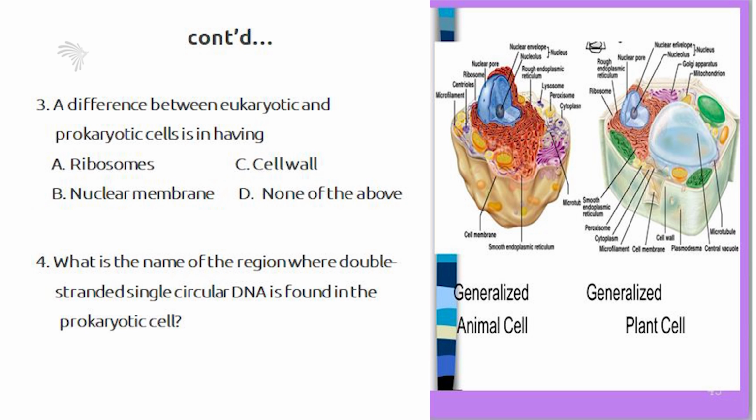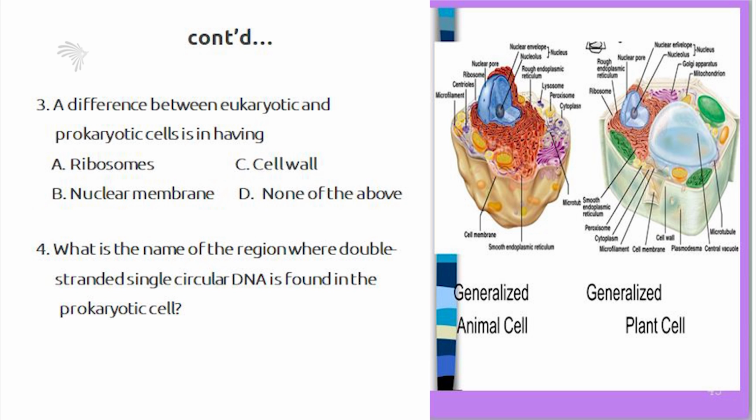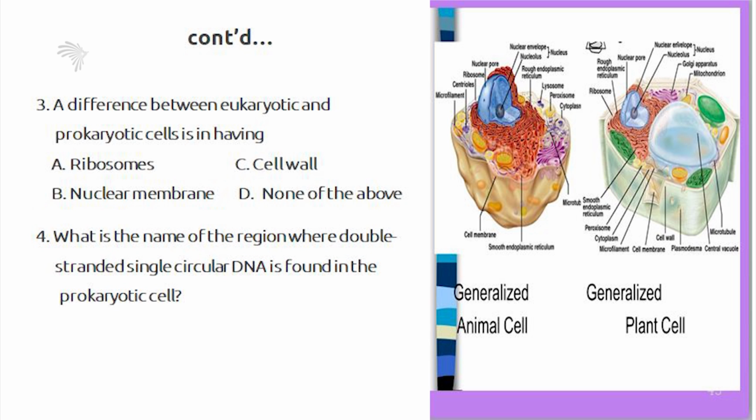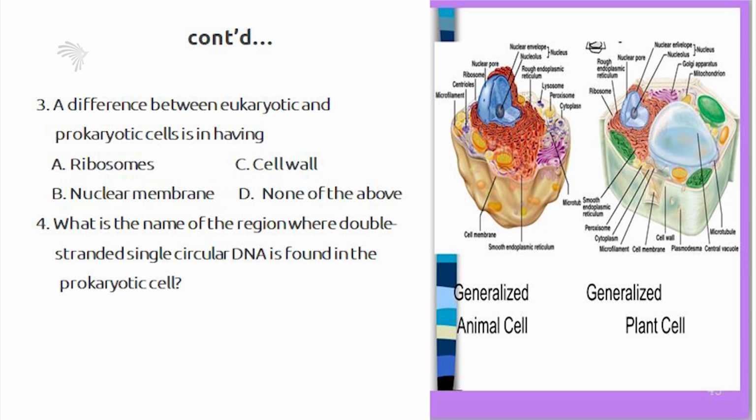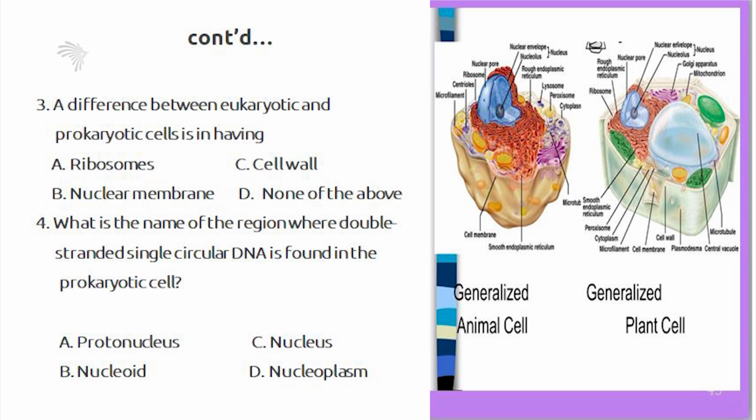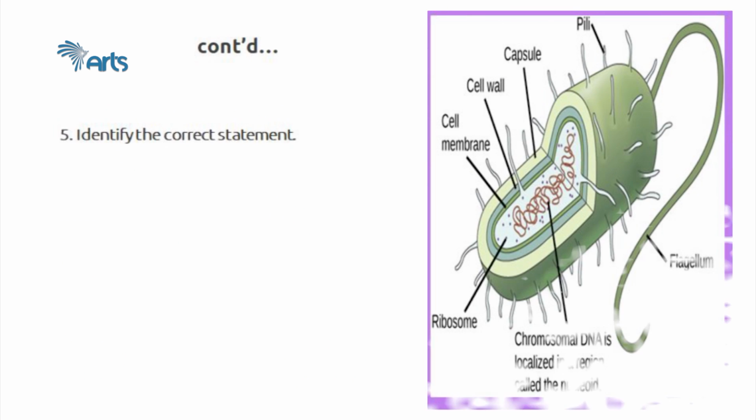Question number 4. What is the name of the region where double-stranded single circular DNA is found in the prokaryotic cell? A. protonucleus, B. nucleoid, C. nucleolus, D. nucleoplasm. If your answer is B, nucleoid, you are correct.